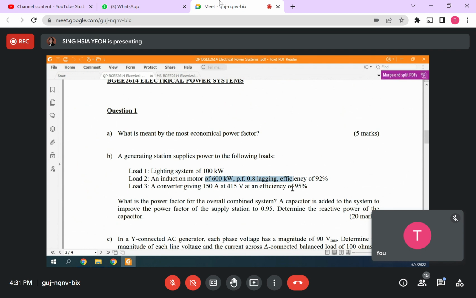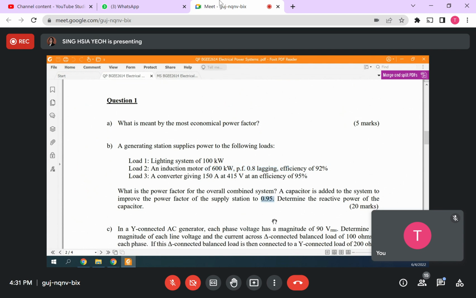After you get the S value, then what do you do? Then you have a power factor. Then you improve that power factor to 0.95. Do as usual only. So no need to screenshot. I don't really like to show you my answer. You all should do it and then show me your answer instead.